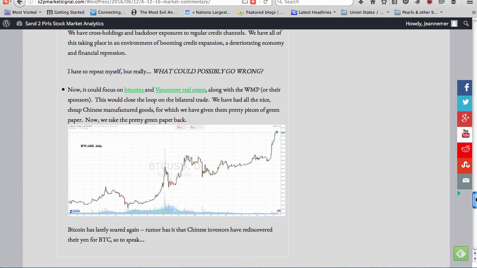Now, it could focus on Bitcoins and Vancouver real estate along with the WMP or their sponsors. This would close the loop on the bilateral trade. We have had all the nice, cheap Chinese manufactured goods for which we have given them pretty pieces of green paper. Now we take the pretty green paper back. Bitcoin has lately soared again. Rumor has it that Chinese investors have rediscovered their yen for BTC, so to speak.